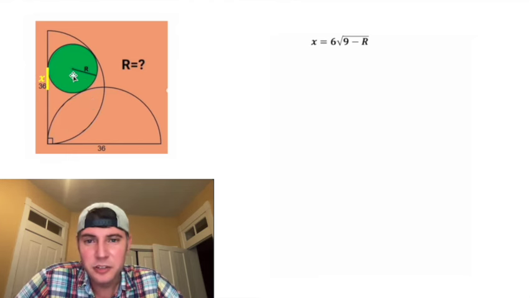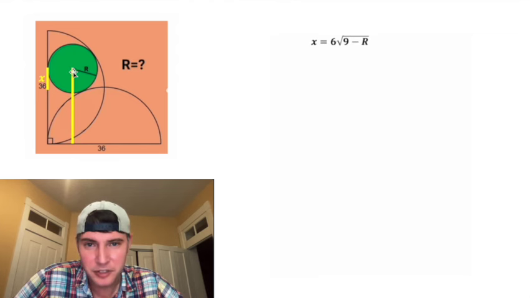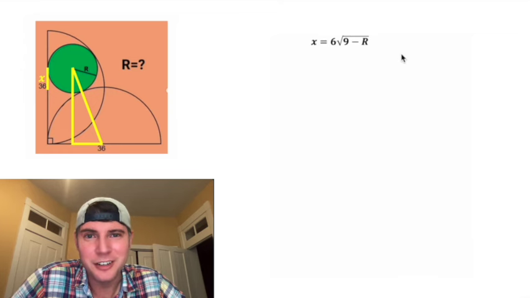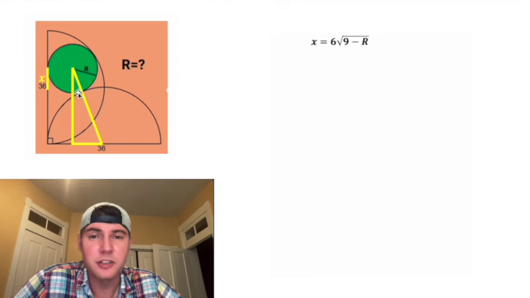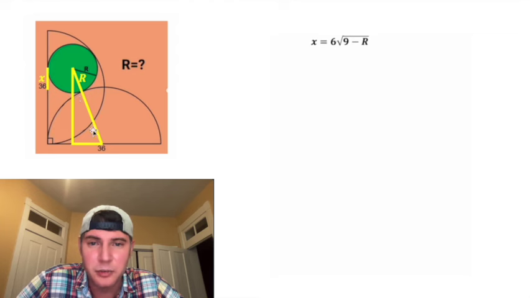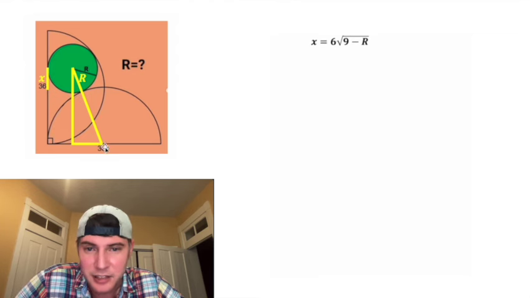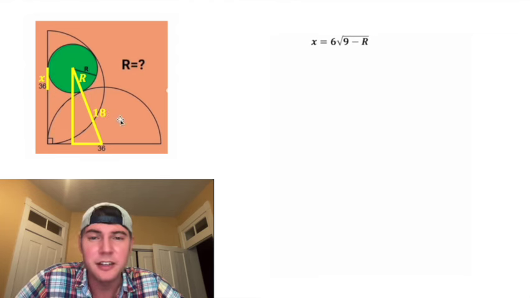Next, from the center of this green circle, let's drop a perpendicular line down to this diameter. And then let's draw from the same point to the center here. And then let's connect these 2 points to make another right triangle. Let's focus on the hypotenuse first. This piece of the hypotenuse is a radius of the green circle, so it will be equal to r. And the remaining piece is a radius of this semicircle, so that's going to be half of 36, which is 18. So this entire hypotenuse is going to be r plus 18.